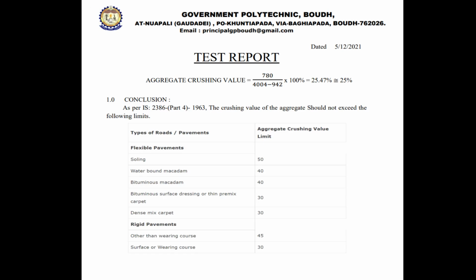Then come to the conclusion section. As per IS 2386 Part 4 1963, the below table shows the aggregate crushing value limits for different types of roads. As our testing result value satisfies all the aggregate crushing value limits, we can use the aggregate for different types of road.